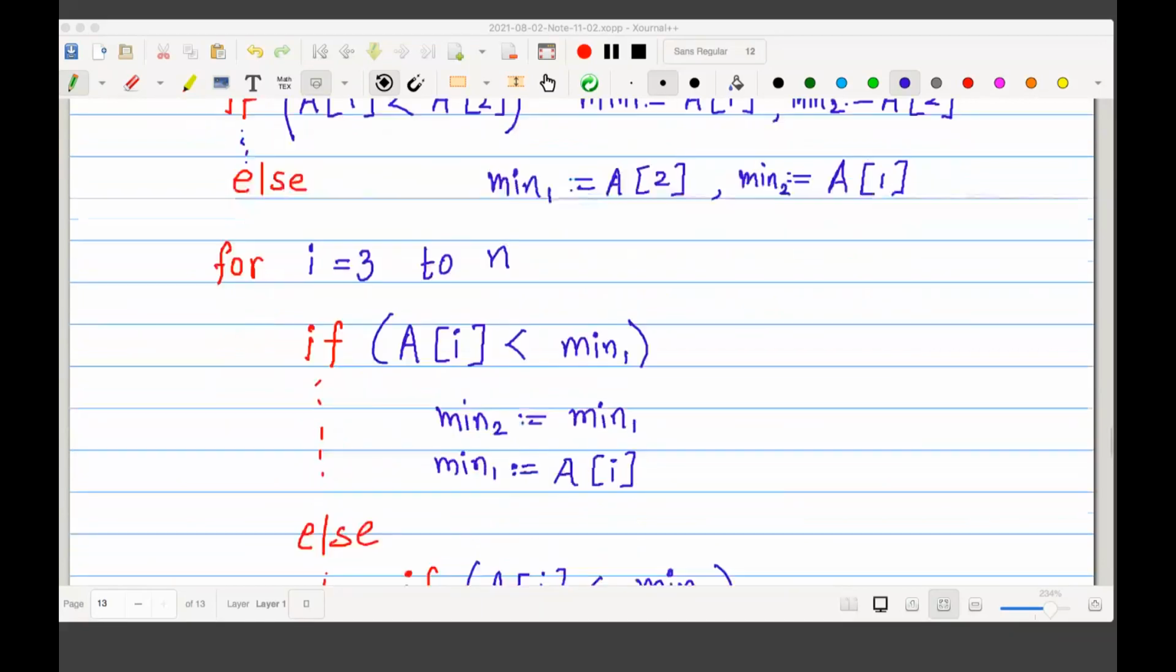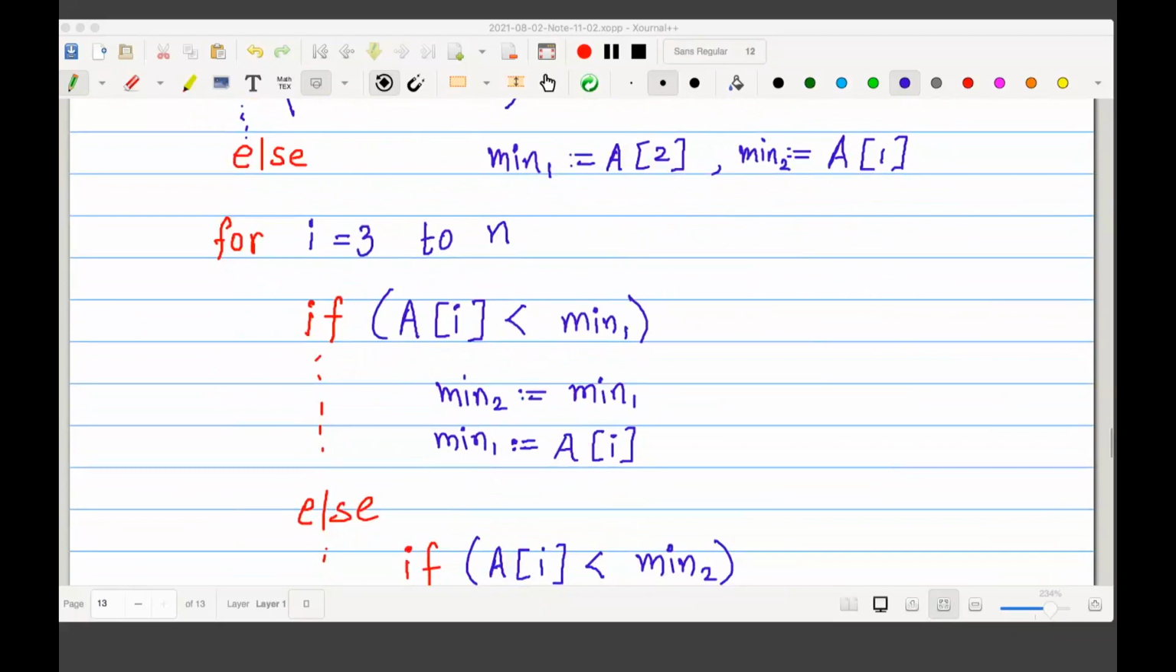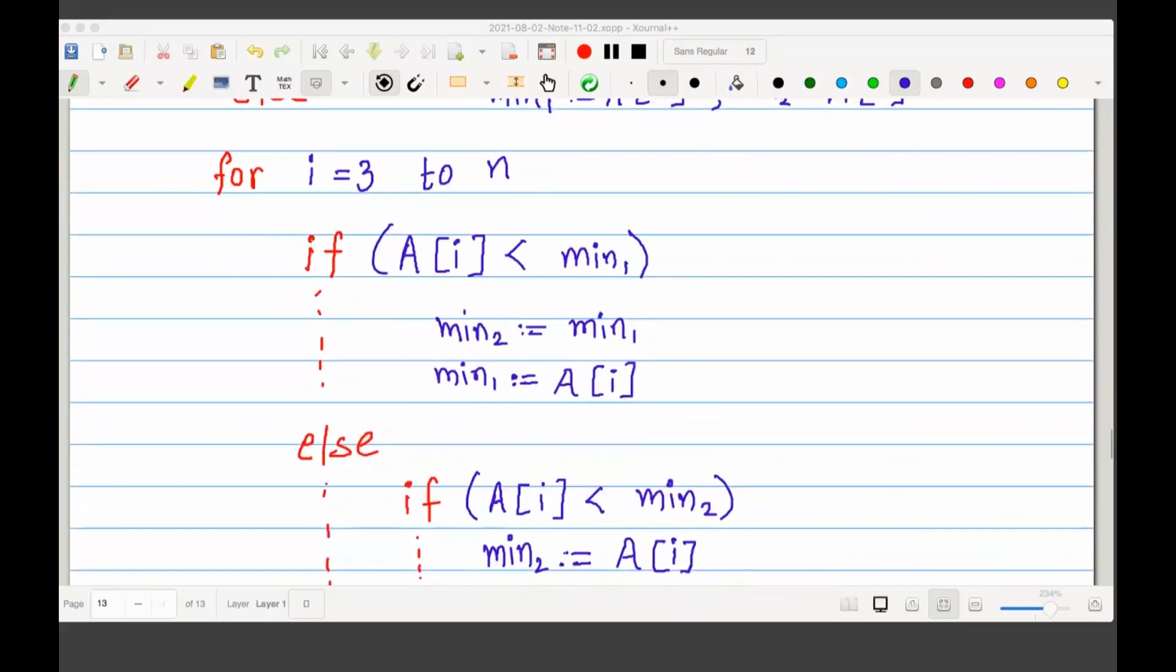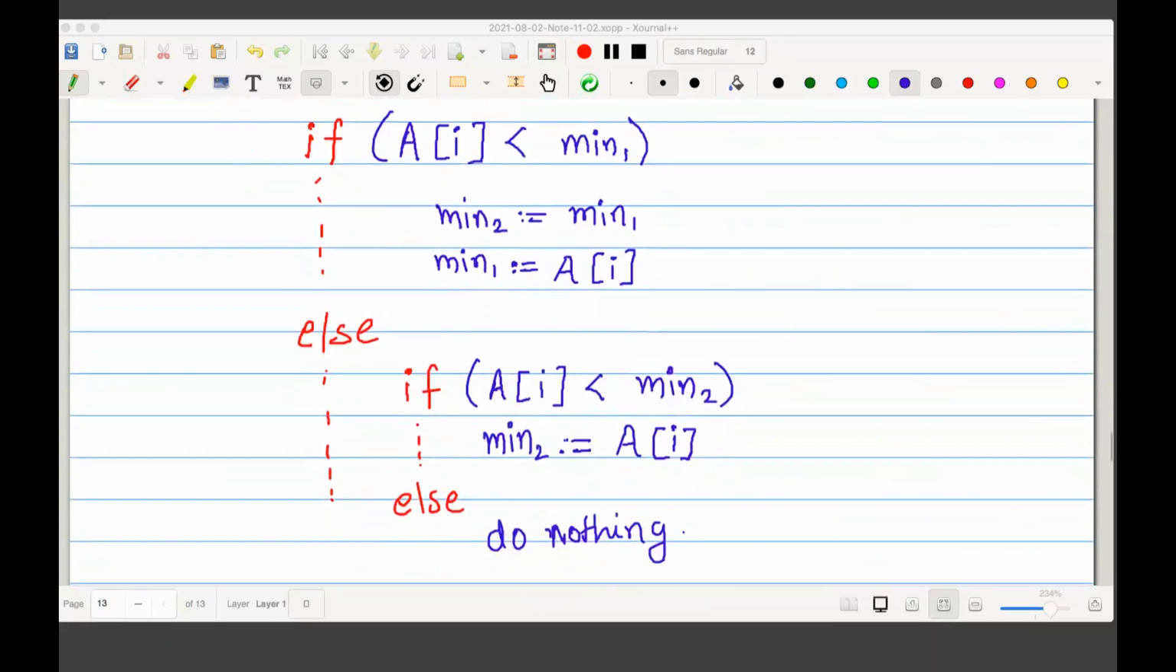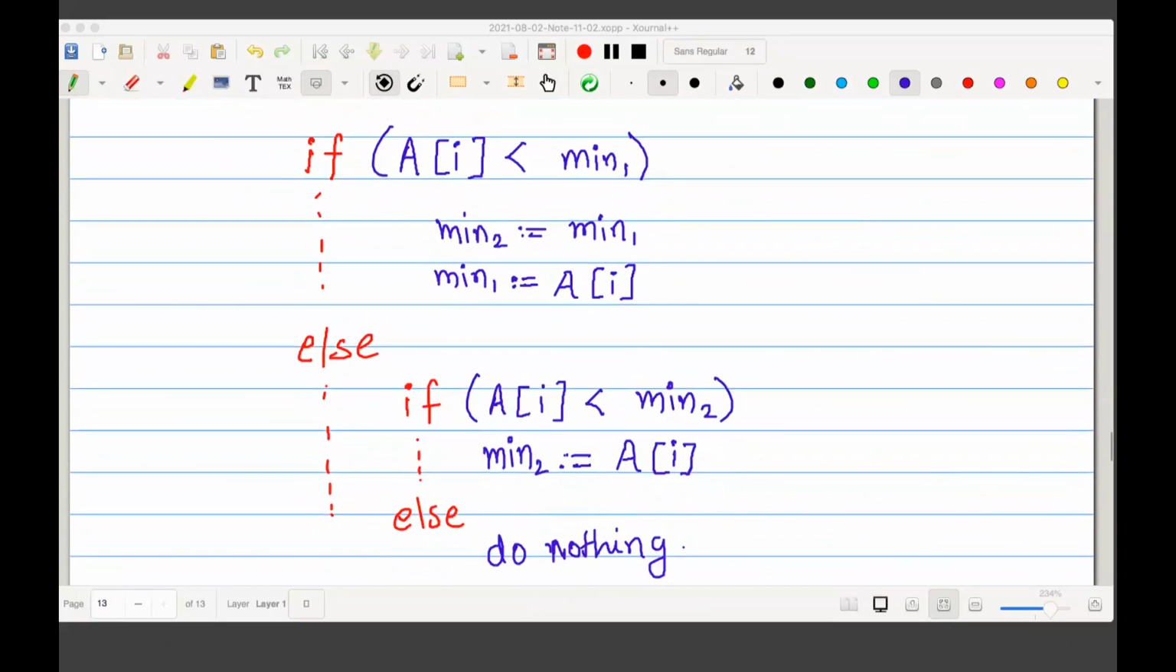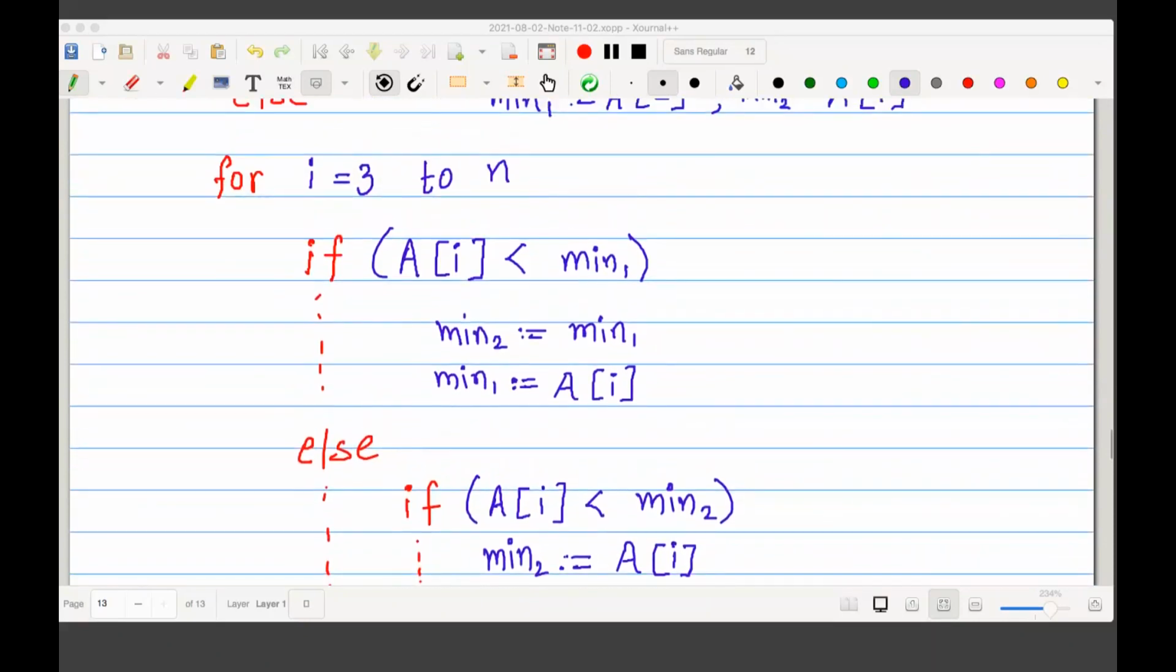And then you go from i equal to 3 to n, and you check ai, and accordingly you update your min1 and min2, right? By comparing ai with your min1 and min2, you decide whether you need to update or not. Okay, so that's the algorithm we saw.